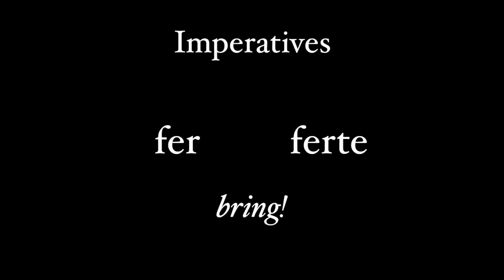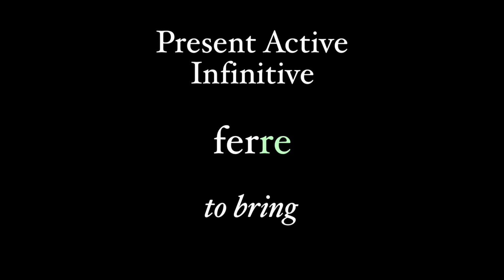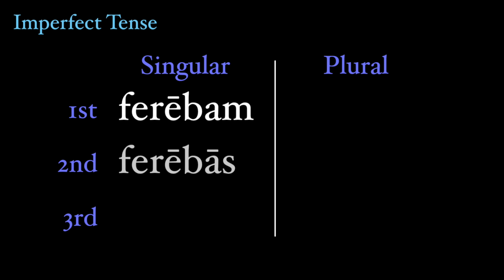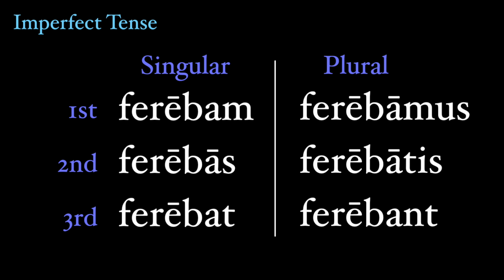The imperatives are fer and ferte, and also in the infinitive, there's no vowel between the stem fer and the infinitive ending re. I'm going to come back to the reason why in a little bit once I go through an overview of all of its forms. The imperfect is pretty standard. Ferrebam, ferrebas, ferrebat, ferrebamus, ferrebatis, and ferrebant, just like the third conjugation.